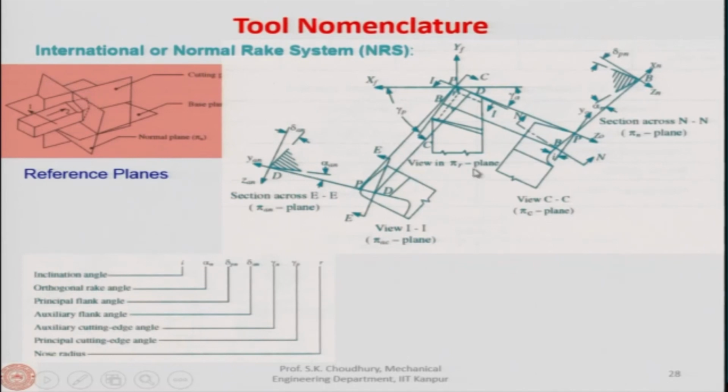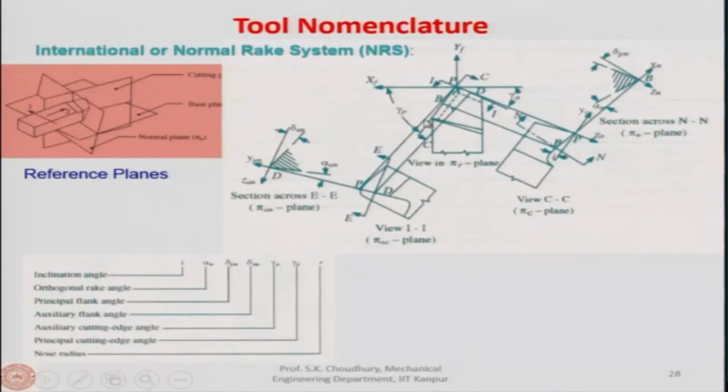So, in other way, here what happens is that this cutting edge, and this cutting edge which comes when we are taking the views here, on these cutting edges you take a normal, then you will get the normal plane. Whereas, in the orthogonal plane it is not the case, because the orthogonal plane was inclined or perpendicular to the base plane, and the mutually perpendicular planes. All those three will be the mutually perpendicular planes. So, the normal plane is different than the orthogonal plane that we have taken in the ORS.